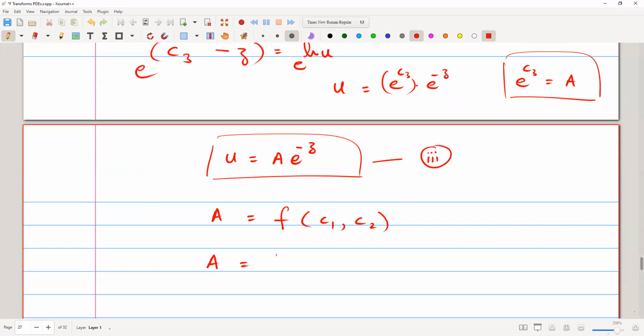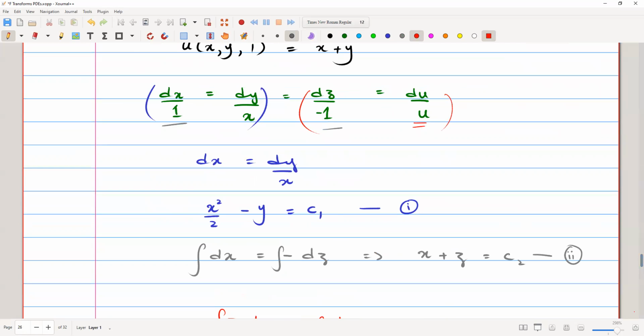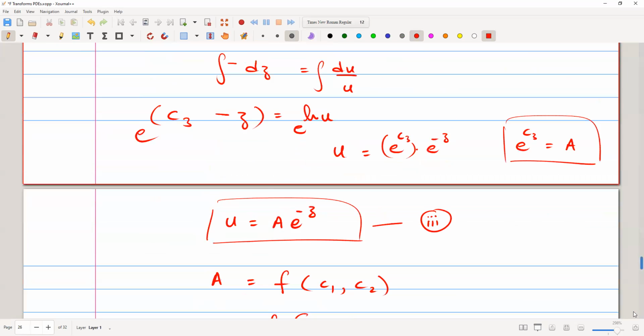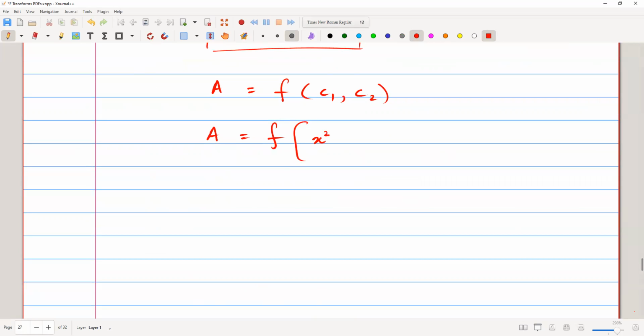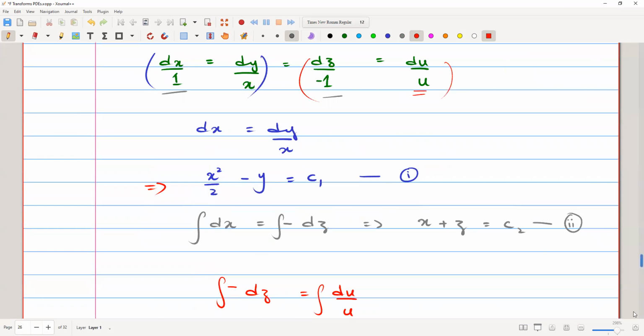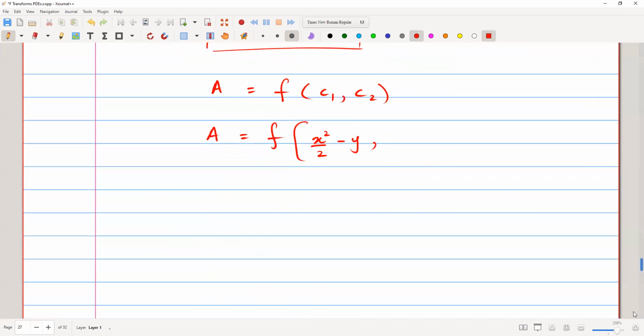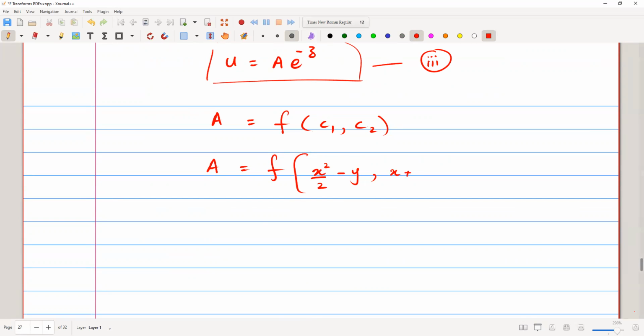So a equals f of c1, which is x squared over 2 minus y, comma c2, that is x plus z. Now we can write equation 3 in this form: u equals e to the power negative z times a function of x squared over 2 minus y comma x plus z.